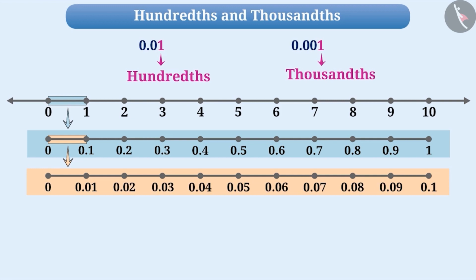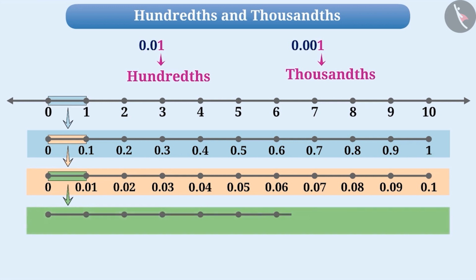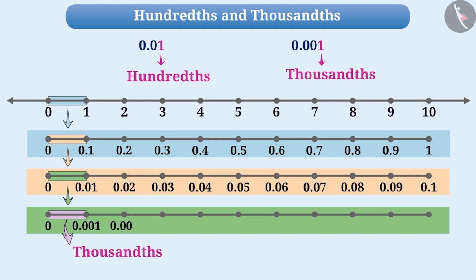on the number line. In the same way, we can divide the distance between 0 and 0.01 into 10 equal parts. Here, each part will be a thousandths part. That means we can represent the numbers with thousandths places like 0.001, 0.002, 0.003, etc.